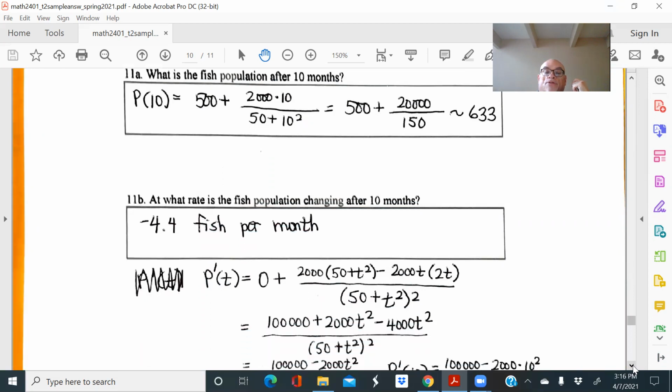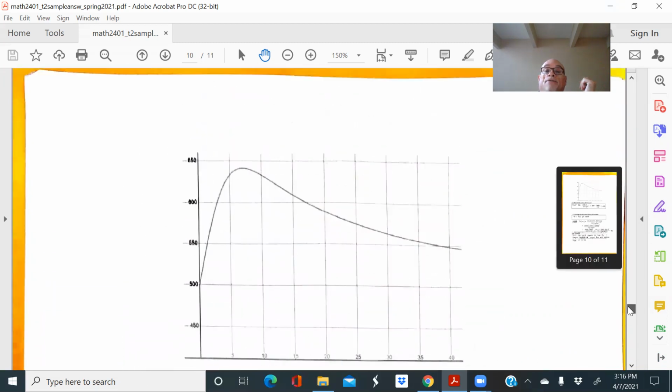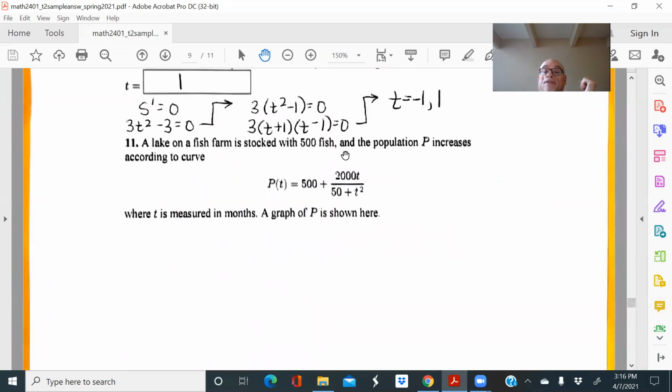The more calculus question, of course, is this one. At what rate is the fish population changing after 10 months? So that is a derivative question, right? That's a rate of change question. So we're going to have to find the derivative of this function and then evaluate it at 10. To find the derivative of this function, you differentiate term by term. So you start with the derivative of 500, but that's a constant, so that's going to have derivative 0.